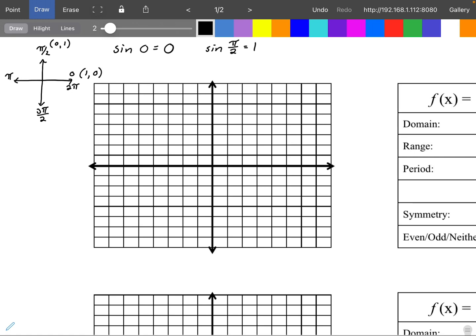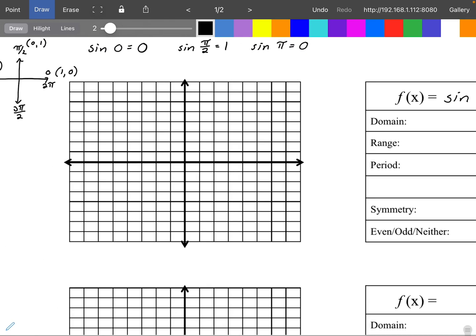So then the next one is going to be at pi. So I'm going to do sine of pi. And at pi, that coordinate point is -1, 0. And so the y value there is 0. Then next we have sine of 3 pi over 2. At 3 pi over 2, that coordinate point is 0, -1. And so the y value is -1, which means the sine at 3 pi over 2 is -1.